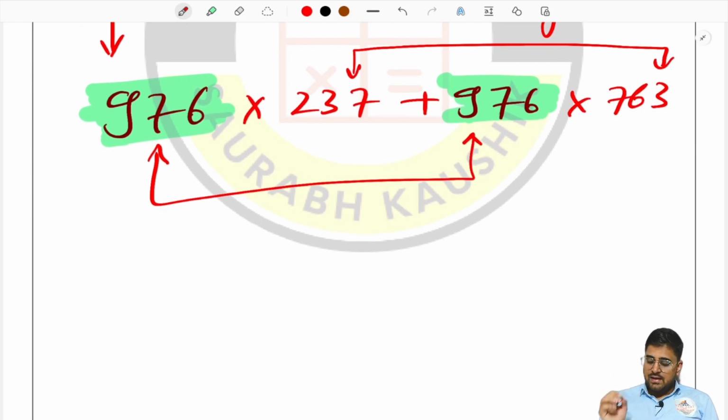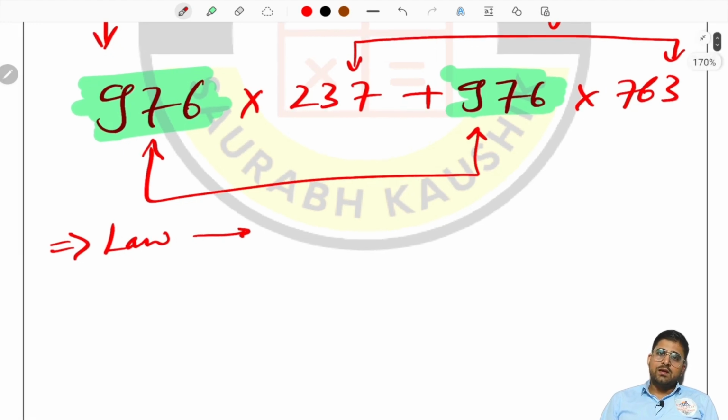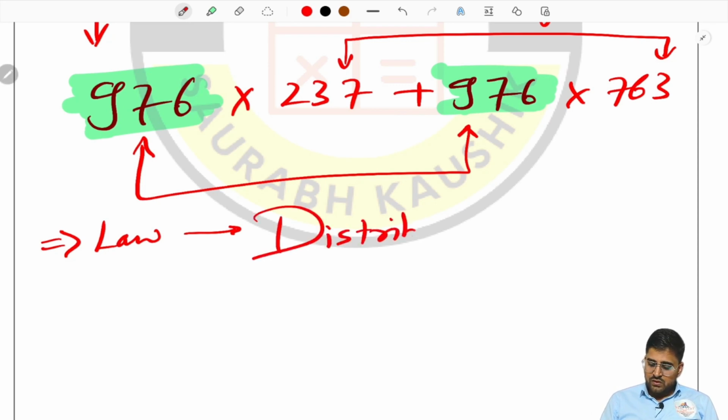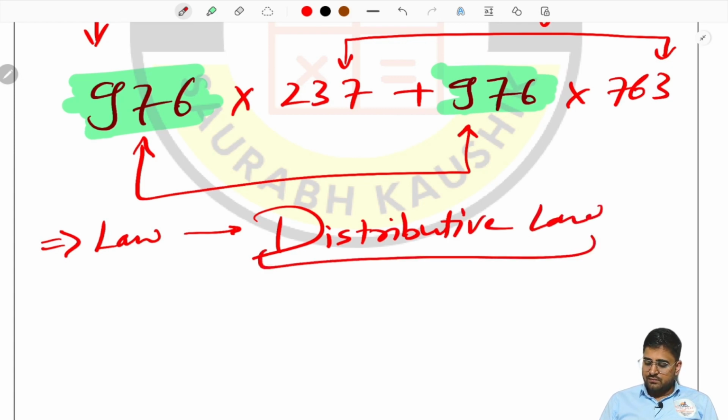In this case scenario, there is a law. I am writing this, it's not important, but a few times just try to learn things by connecting the name of the law, name of the situation, name of the pattern, anything. This is called a distributive law. Now what is that?